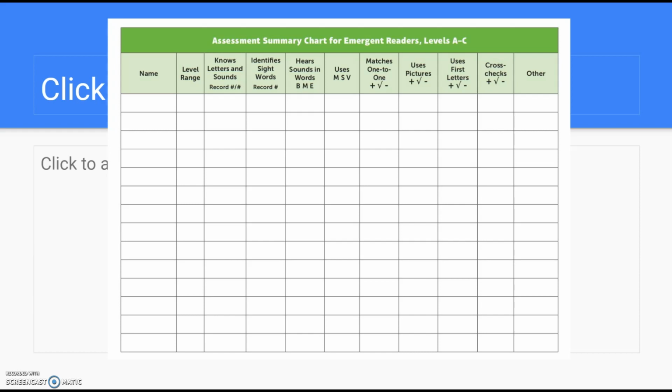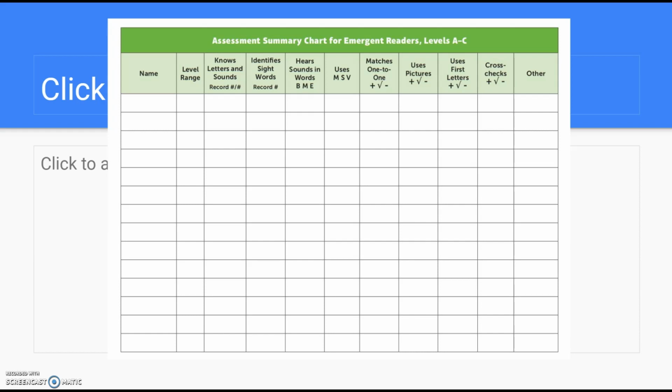Next, we have column 9, which is uses first letters. You'll put a plus sign if the student consistently uses initial letter sounds, a check if they occasionally do, a minus if they ignore first letters when it's a difficult word.